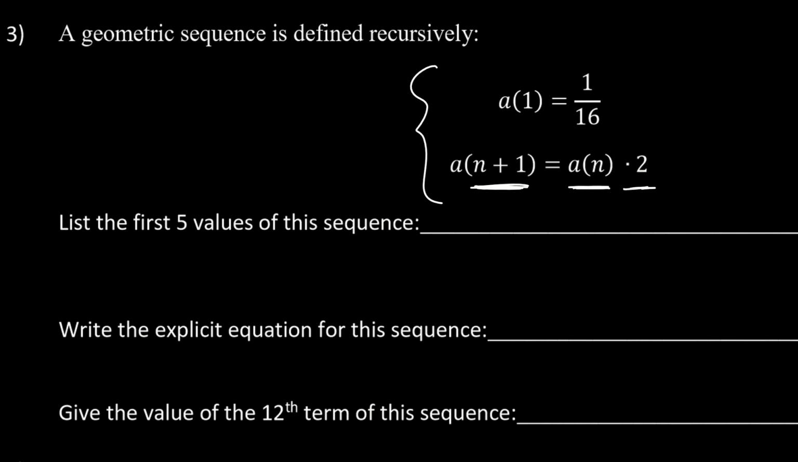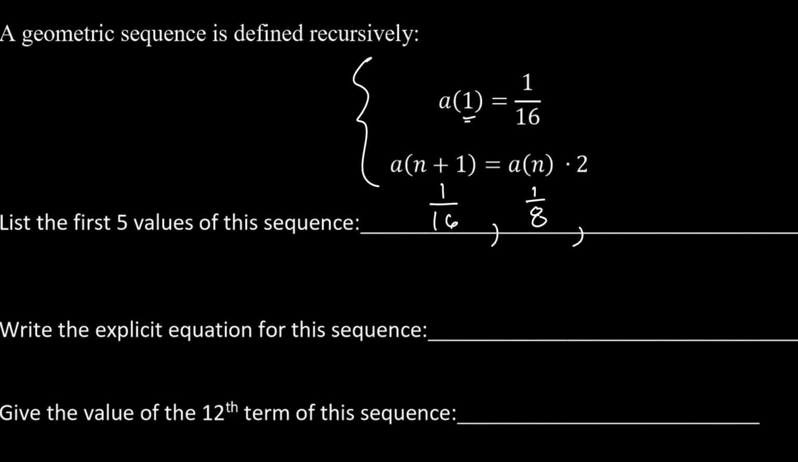So it says next, go ahead and list the first 5 values of this sequence. So the very first value is, you can see right here, 1/16. And now I'm just going to continue to double that. So if I take 1/16 and I multiply it by 2, I get 2 over 16, and I can reduce that to 1/8, right? And then if I take 1/8 and I double that, I get 2/8, which reduces to 1/4. If I double that, I get 2/4, which reduces to 1/2. And if I double that, I get the number 1, right?